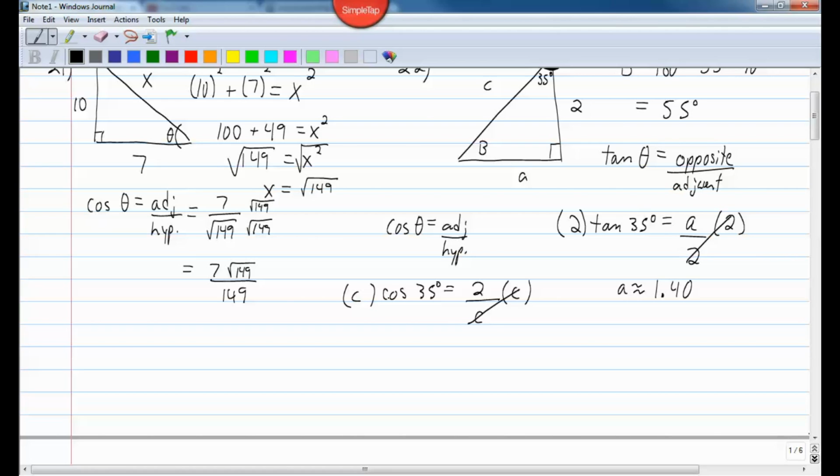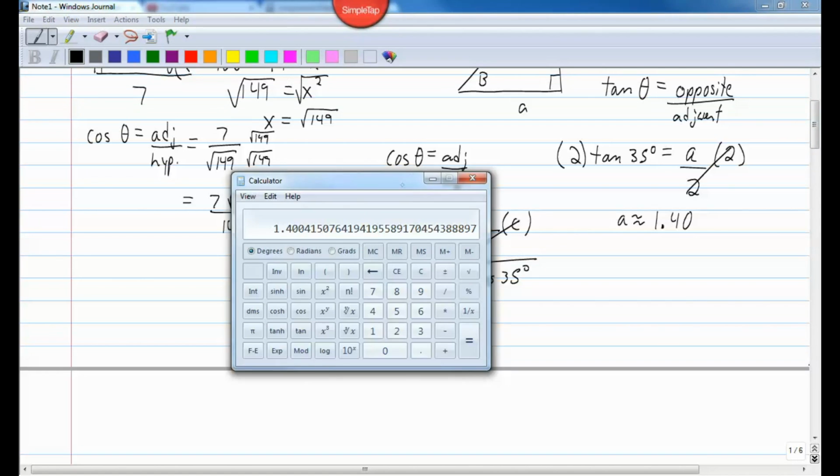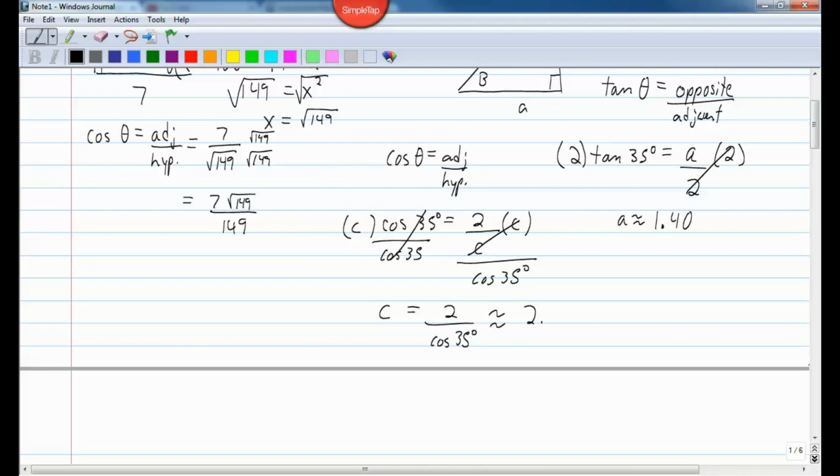Then you're going to want to divide both sides of the equation by the cosine of 35 degrees to get the c by itself. Alright, so we have c equals 2 divided by the cosine of 35 degrees. So let's use our calculator in degree mode. 2 divided by 35 cosine equals. So if I was to round this to two places, that would be 2.44. So it's approximately 2.44.